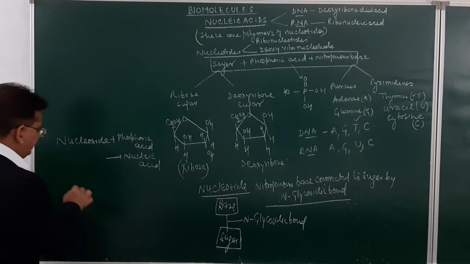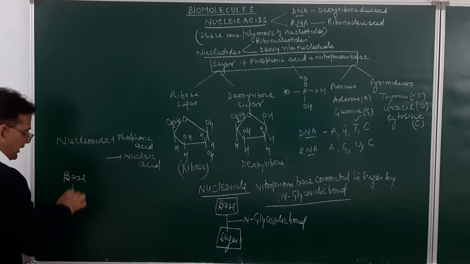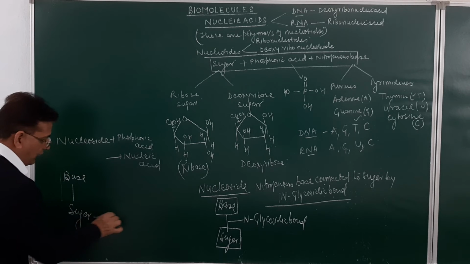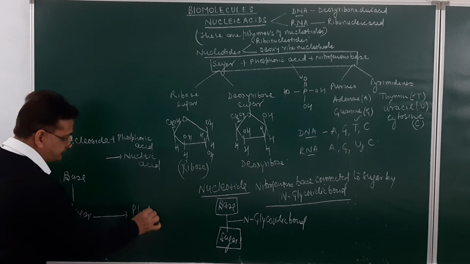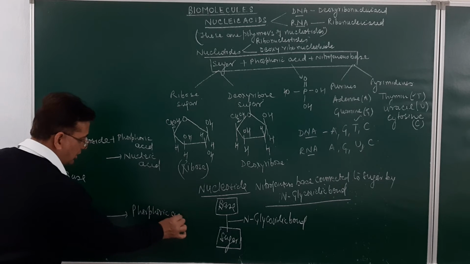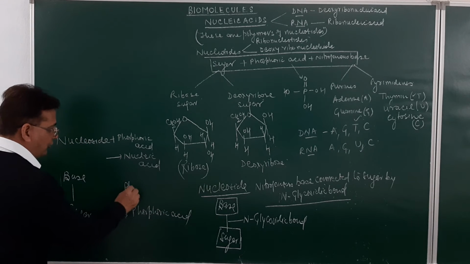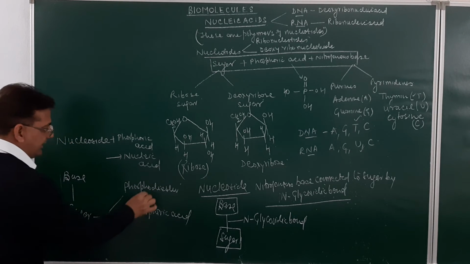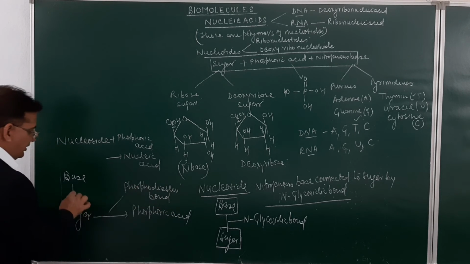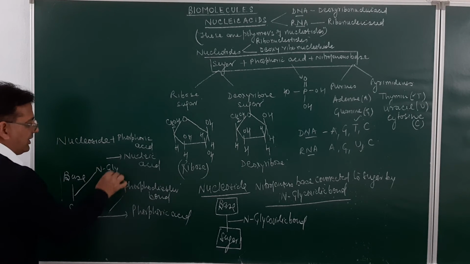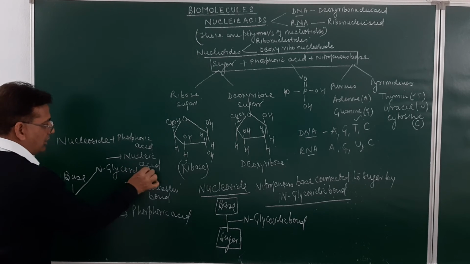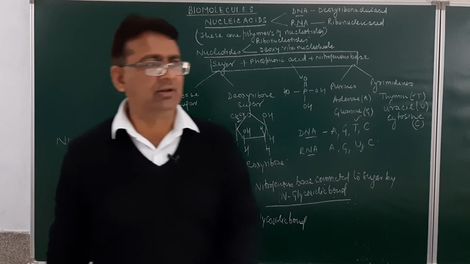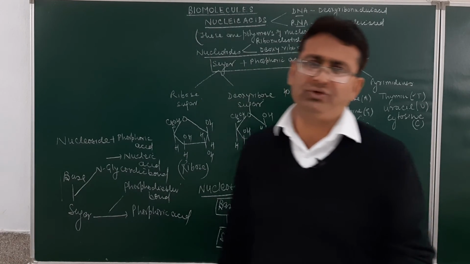And this base connected to sugar, this is what? A nucleoside. When this connects to phosphoric acid, this bond will be called as phosphodiester bond. Am I clear? This bond over here is N-glycosidic bond. What does this bond called as? N-glycosidic bond. In ISC examination, these are very commonly asked questions.